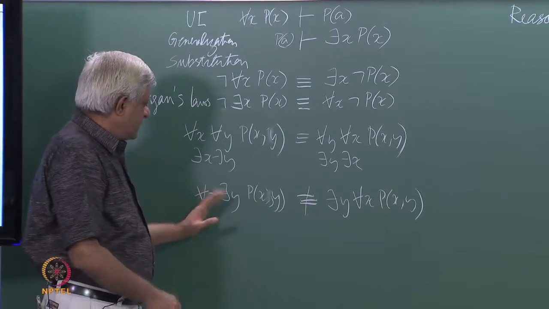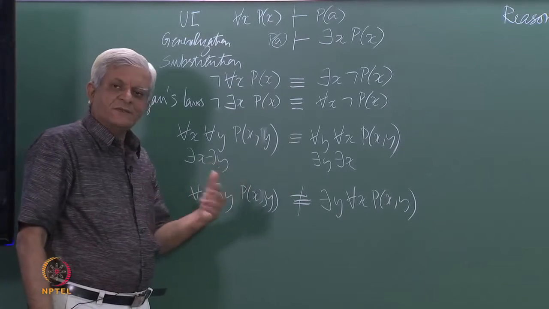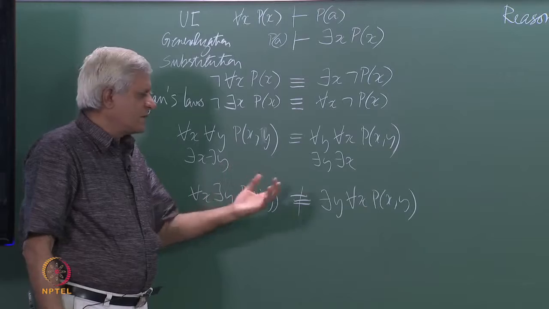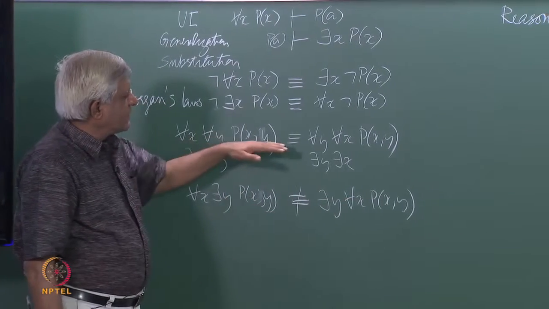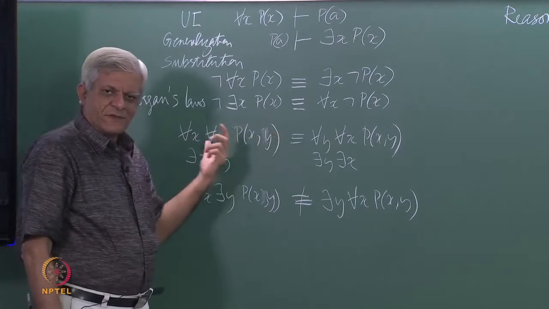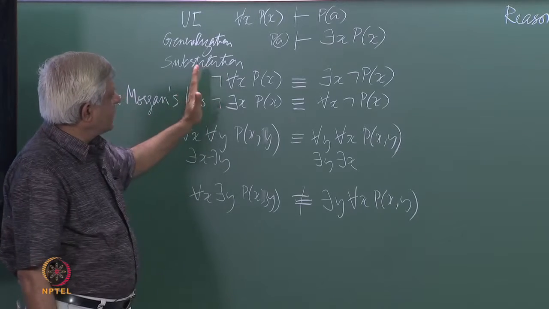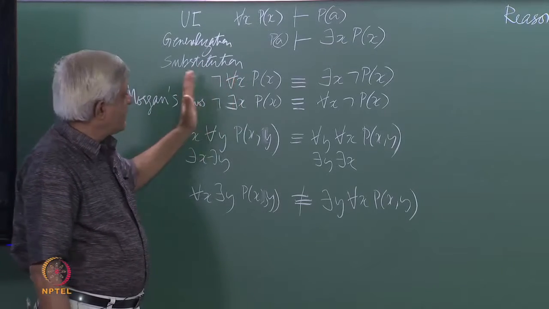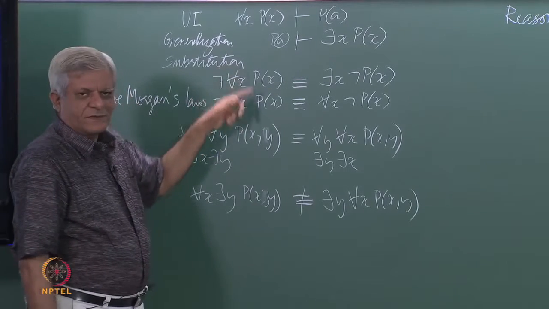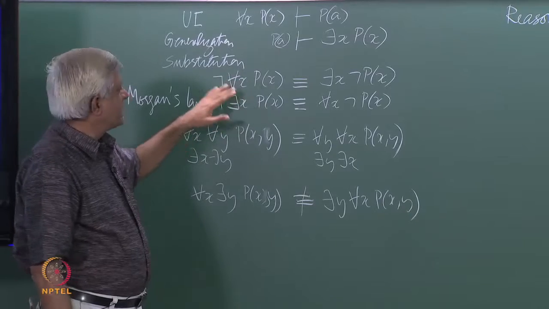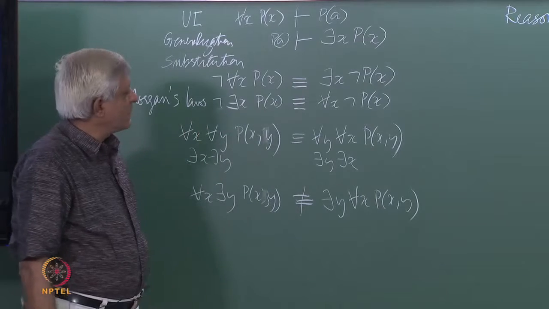So you cannot switch two quantifiers of different kind. If you do switch them, the meaning changes, the truth value also will change, and you are talking about something totally different here and something totally different there. Whereas here there is no difference. If they are of the same kind, then you can switch the quantifiers and it does not change the meaning. Here we are saying that if you have a negation sign, you can move it inwards towards the expression, and what it does is it changes the nature of the quantifier. Universal quantifier becomes existential and existential becomes universal essentially.